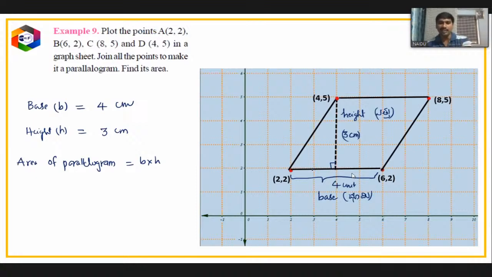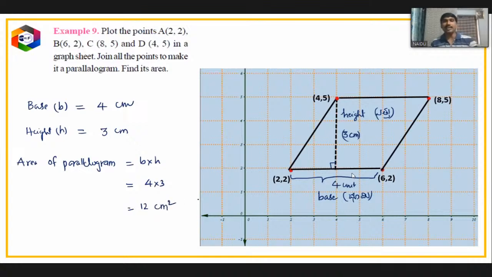For convenience, I have taken this as the base, and it is 4 units from the diagram. The height is nothing but the perpendicular from one of the vertices to its base. So it is 3 units and the base is 4 units. Now it will be equal to 4 into 3, which is 12.